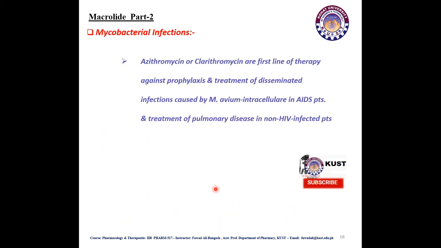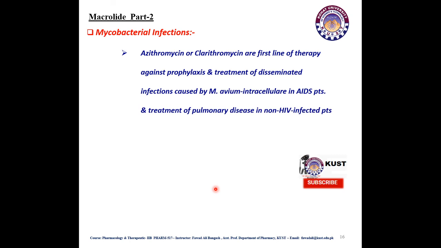Mycobacterial infection: both azithromycin and erythromycin show better activity against mycobacterial infections. That is why they are first-line therapy for prophylaxis and treatment of disseminated infection caused by Mycobacterium avium intracellulare in AIDS patients, and treatment of pulmonary disease in non-HIV infected patients.